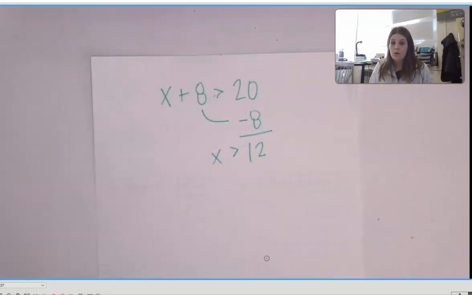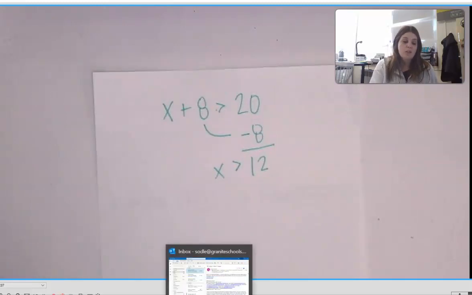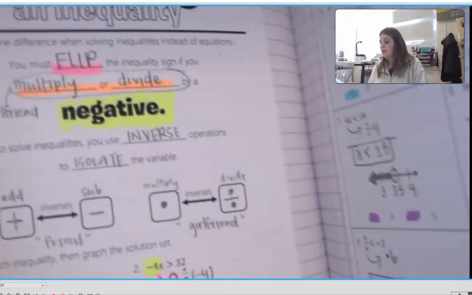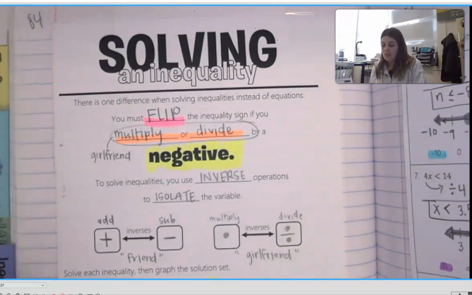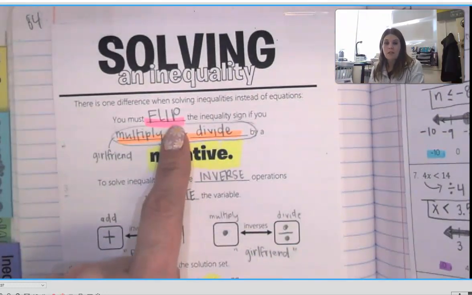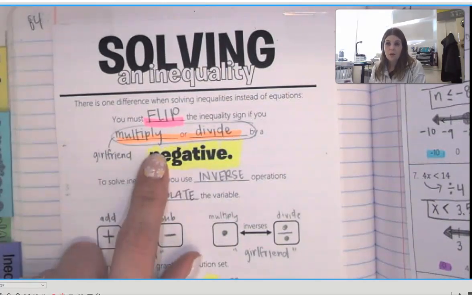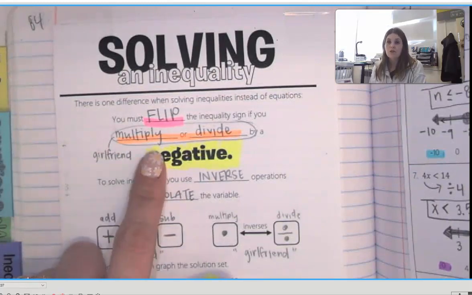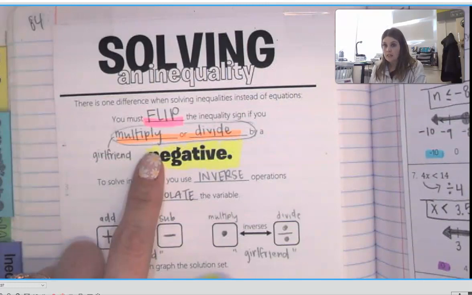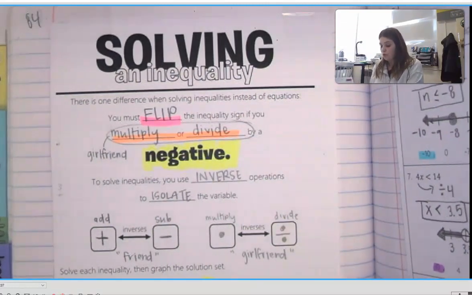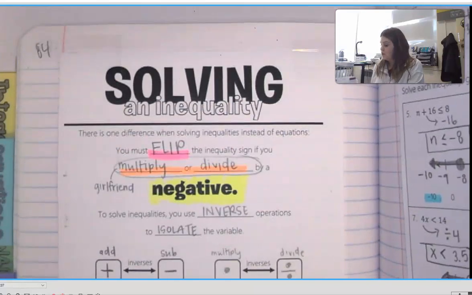So you can go through and solve all of the inequalities on your quiz as if the symbol were an equal sign, and most of the time you're going to end up getting the answer right. But there is one case in which it is different, and that is when your girlfriend is negative. So here it says you must flip the inequality sign if you multiply or divide by a negative. So for us, what that means is you have a negative girlfriend. If your girlfriend is negative, that means that you need to go through and flip your sign. So this is page 84.